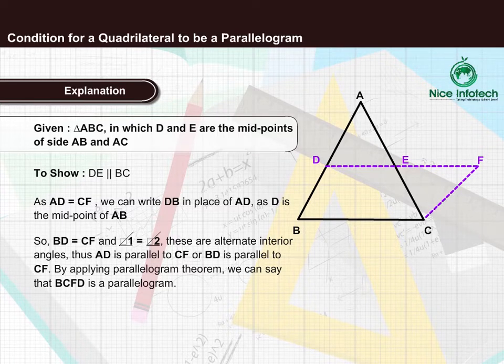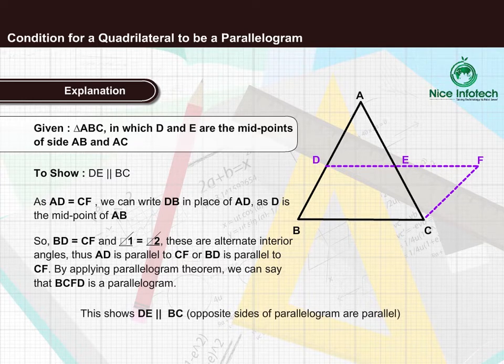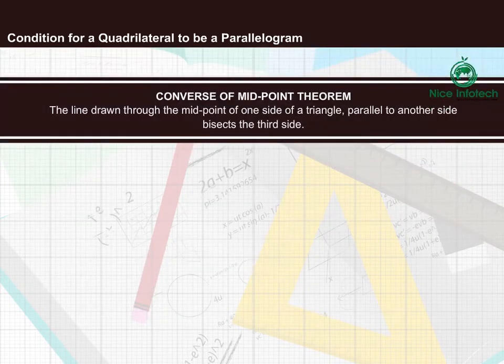By applying parallelogram theorem, we can say that BCFD is a parallelogram. This result shows that DE is parallel to BC, as opposite sides of parallelogram are parallel. Hence, midpoint theorem is proved.